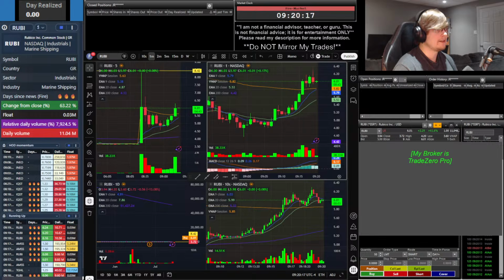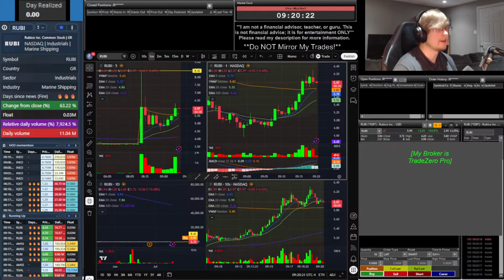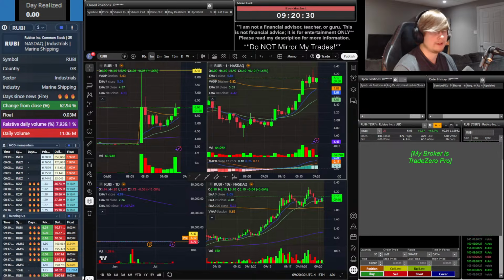I have this here so you guys can see, when I type in a ticker, what my orders and stuff are on the bottom there as I'm doing a trade, but I just cover the level 2 stuff.